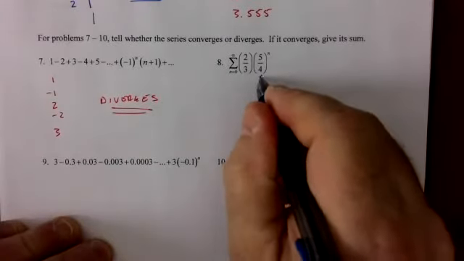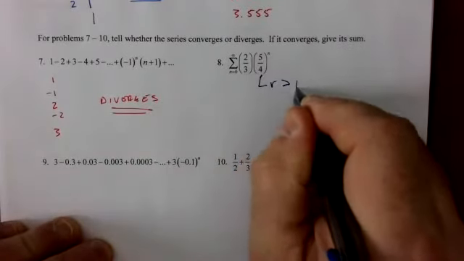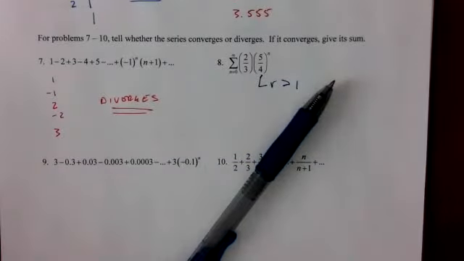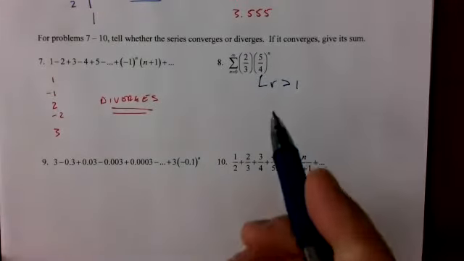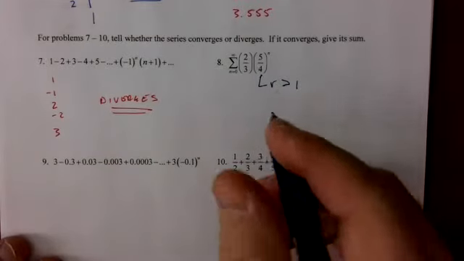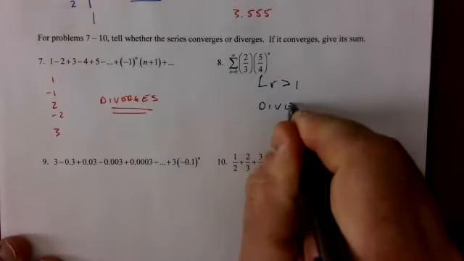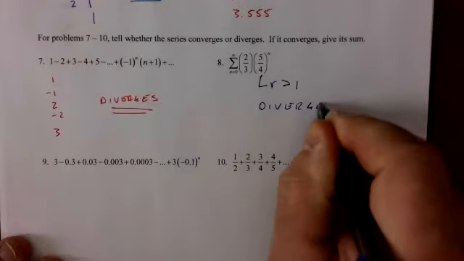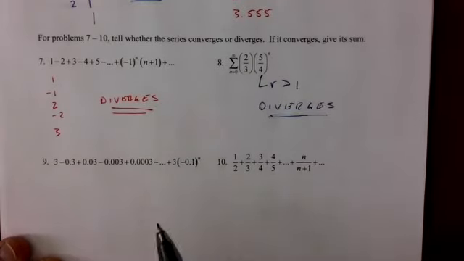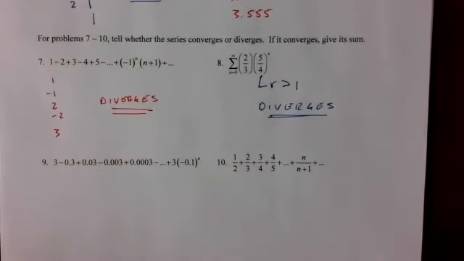Now, here your R is greater than 1. So R is greater than 1, which means that it diverges. If you wanted to write out the partial sum, go right ahead, but I'm lazier than you are.